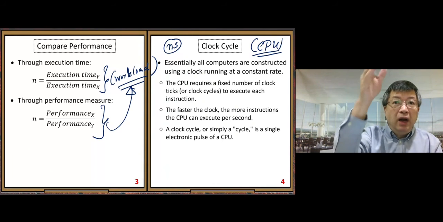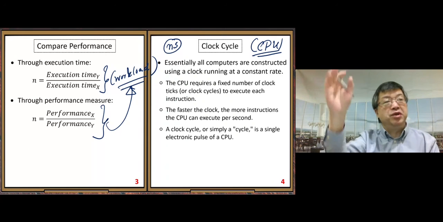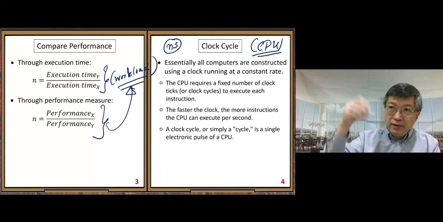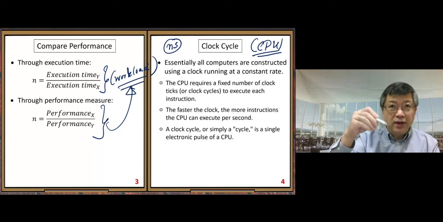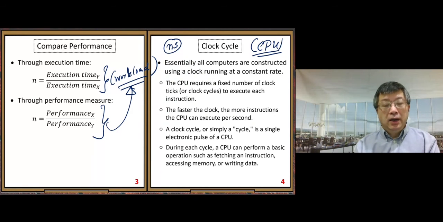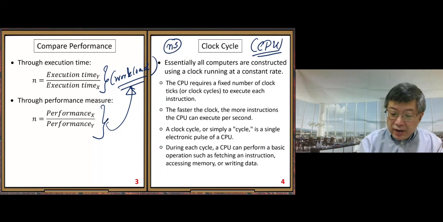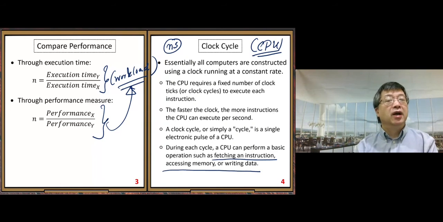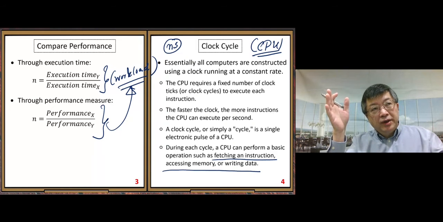A clock cycle, or simply a cycle in this context, is a single electronic pulse of a CPU. By physics, it's a simple electronic pulse. During each cycle, a CPU can perform a basic operation such as fetching an instruction. We will learn the details of these basic operations later.